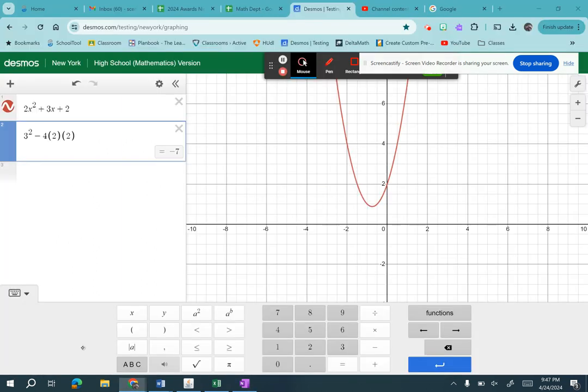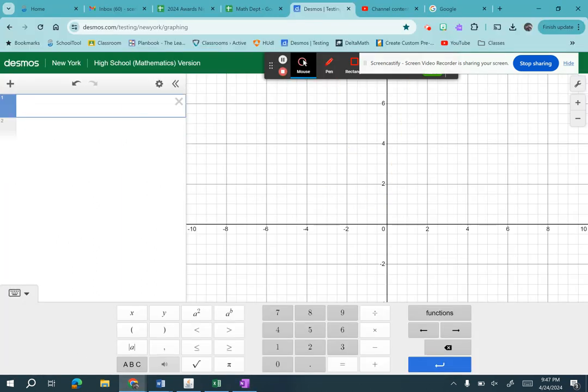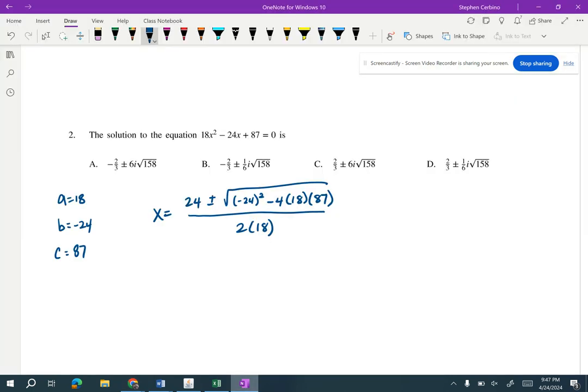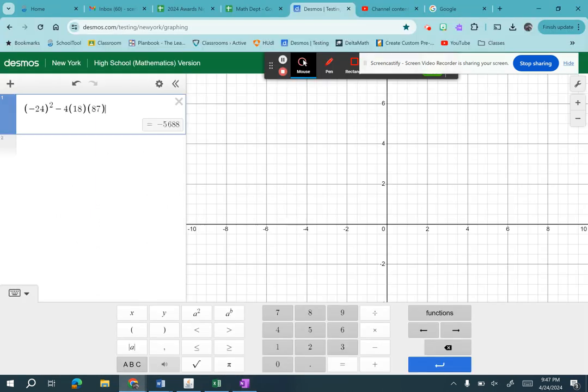So let's go back to Desmos here. Let's get rid of this junk. And we'll type in our negative 24 squared minus 4 times 18 times 87. And we get this really big number, negative 5,688. So the discriminant is a negative number, negative 5,688.